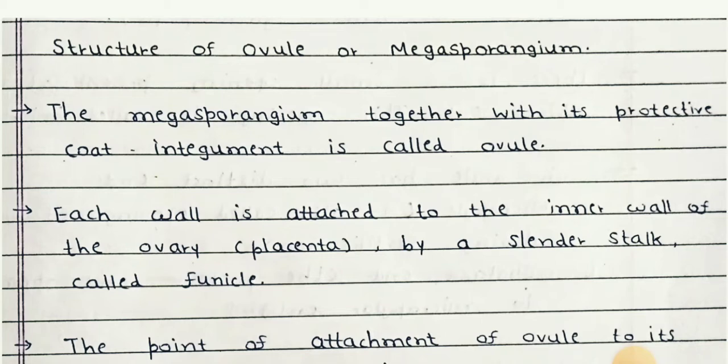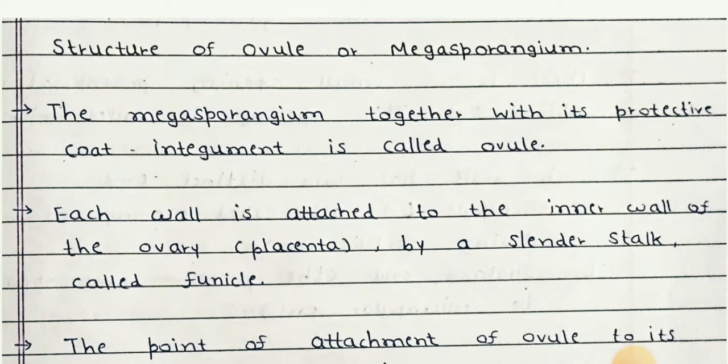Now, what is the definition of ovule? So, the megasporangium together with its protective covering, the integument, is called as ovule. It can bear one protective layer, two protective layers, or more than two protective layers. So this is the simple definition of ovule.